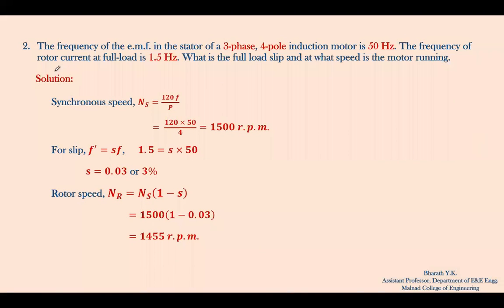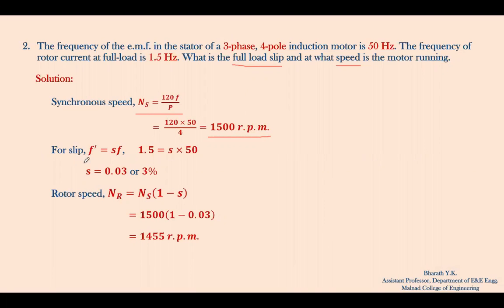In the second numerical, the frequency of the EMF in the stator of a 3-phase 4-pole induction motor is 50 Hz. The frequency of rotor current at full load is 1.5 Hz. So now we have to calculate the full load slip and the speed at which the motor is running at full load. For this, first let us consider the equation for synchronous speed, where ns is equal to 120 f by p. The frequency is 50 Hz. The number of poles is 4. Therefore, the synchronous speed is 1500 RPM.